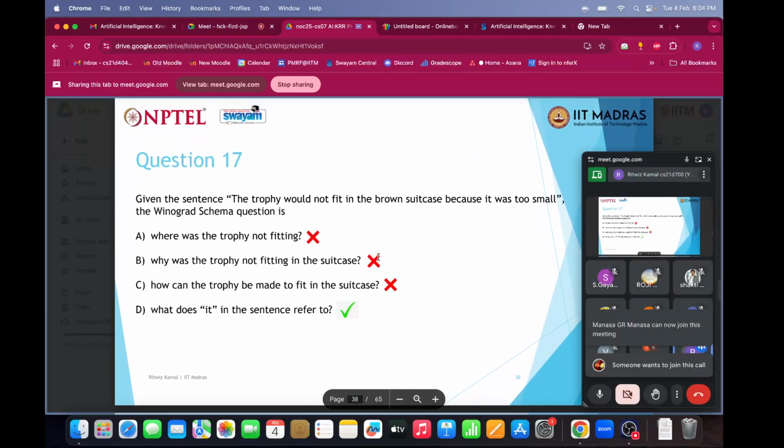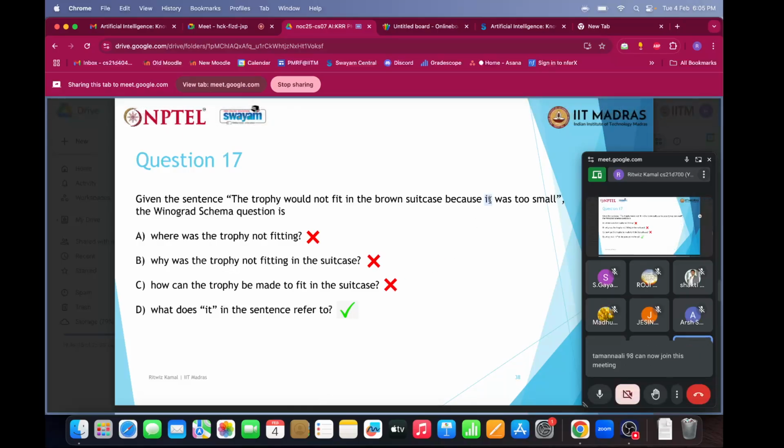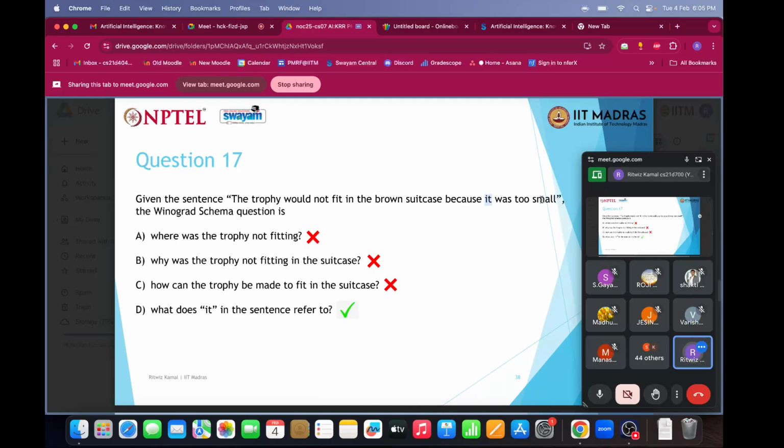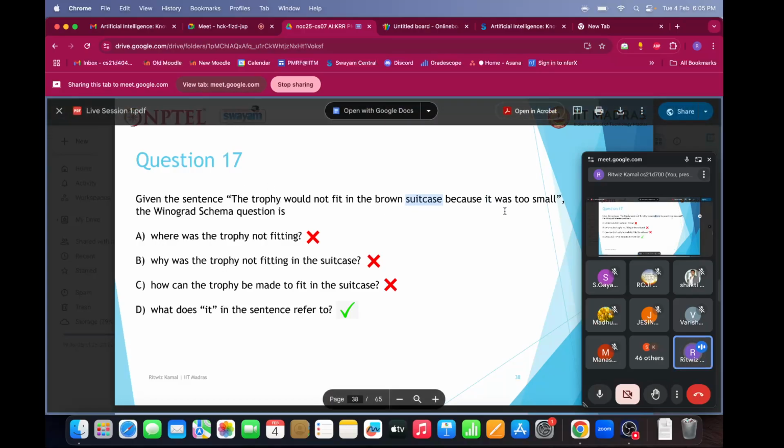There are some votes for other options as well, but we are interested in what exactly this word "it" refers to in this whole sentence. Depending on the context, if we change one of the words in this sentence, the word "it" could refer to a different thing. Here, the trophy would not fit in the brown suitcase because it was too small. It's clear that whatever "it" is referring to is small. From the sentence we can make sense that the suitcase was small, and as a result the trophy was not fitting inside it.